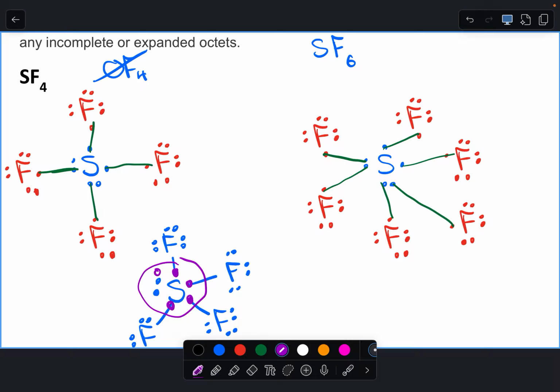You certainly don't need to remember that. You don't have to remember, oh yeah, sulfur can have 4 bonds and a lone pair. Because look, it can also have 6 bonds and no lone pairs. That also has a formal charge of 0. Started with 6, has 6 now, so the formal charge is 0.